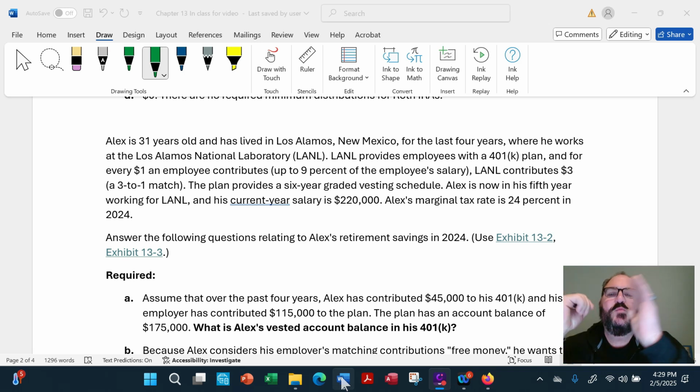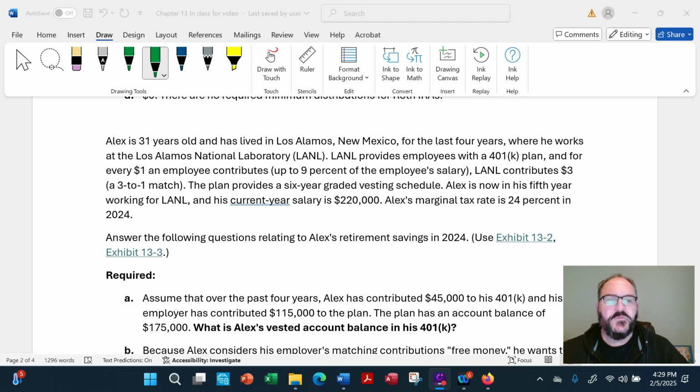All right, folks, one more set of problems with chapter 13. So let's take a look. So in this one, we have Alex is 31 years old. He's in New Mexico. He works for Los Alamos National Laboratory, whatever that is. Anyway, they have a 401k plan.